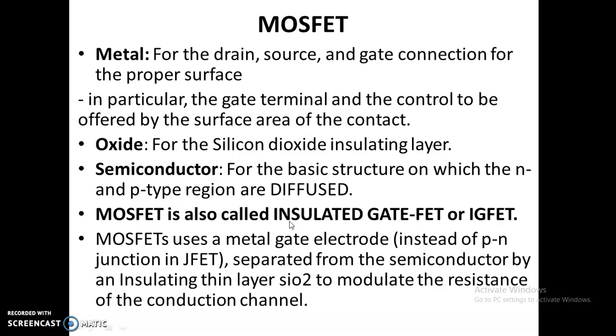Oxide. Here silicon dioxide is used as an insulating layer, so O stands for oxide. Semiconductor. In the basic structure, N and P type regions are diffused, so N and P type semiconductor materials are used. MOSFET is also called the insulated gate FET, IGFET.